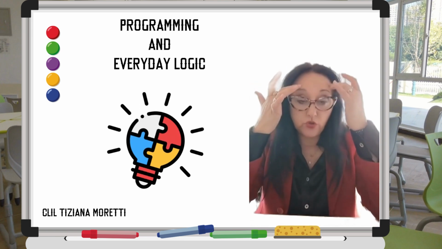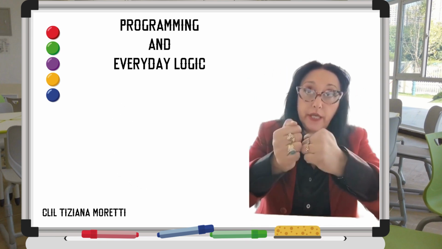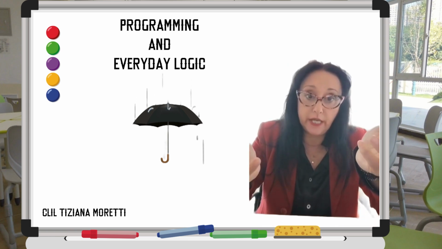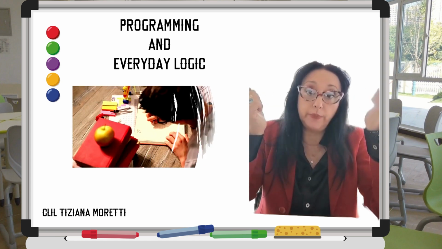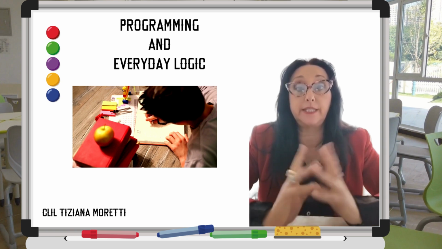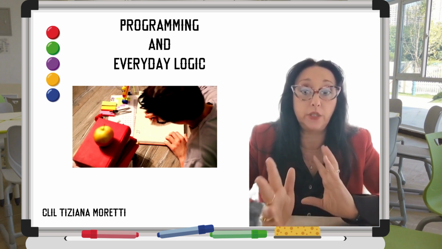When we choose what to do based on a situation, we use selection. If it's raining, I take an umbrella, otherwise I go out without one. When we repeat an action until we reach a goal, we use iteration. I study every day until I understand the topic.